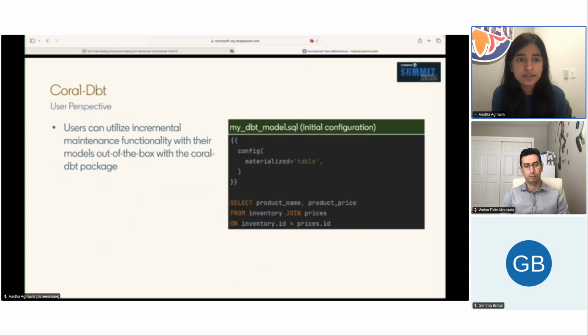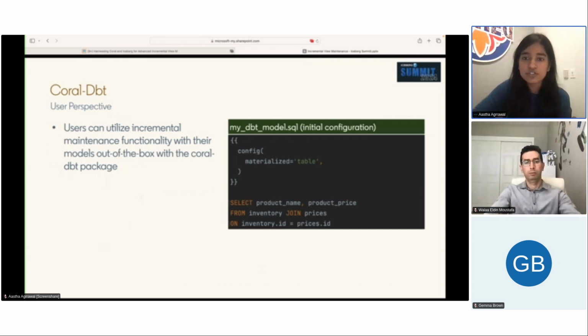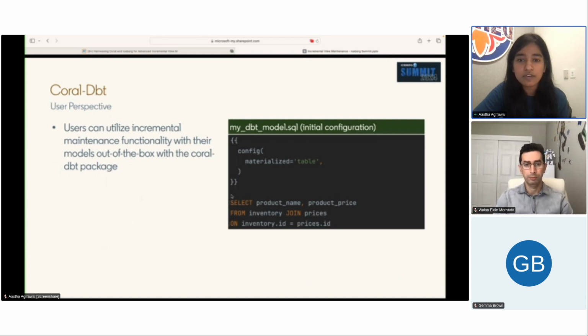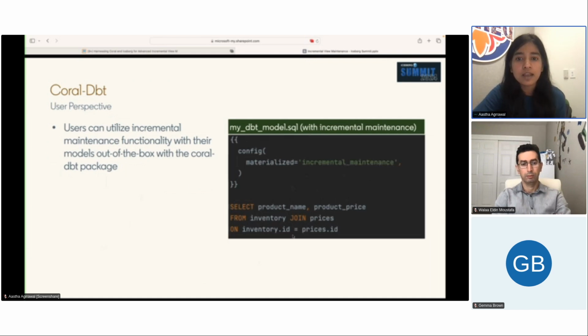So a quick recap of what DBT offers, which is the table materialization mode, where you would set up a script and provide the mode table, which would rerun your SQL over and over again, dropping your expected output data set and recomputing it every time you execute your DBT model. And what we are offering is an incremental maintenance materialization mode, which would have a similar setup, but instead of doing a full recompute, it would allow for an incremental compute.